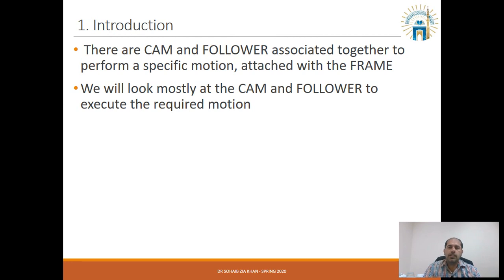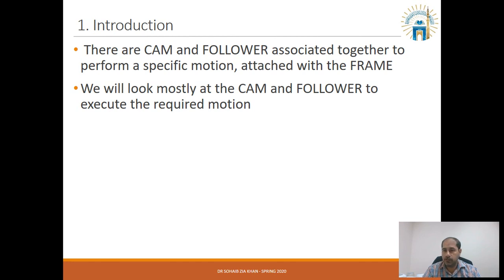Before we go into the detail of cam, we look at the cam as basically a combination of two things: cam and follower, and they are associated with each other to perform a specific motion, a constrained motion, a kind of motion that we need to have as output. Both cam and follower are attached to the frame so that they can move properly.